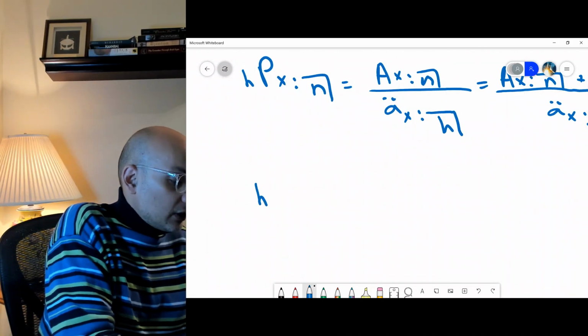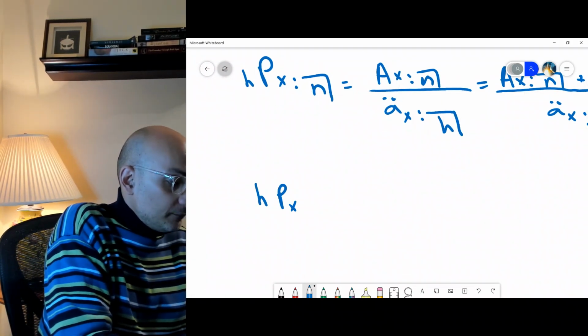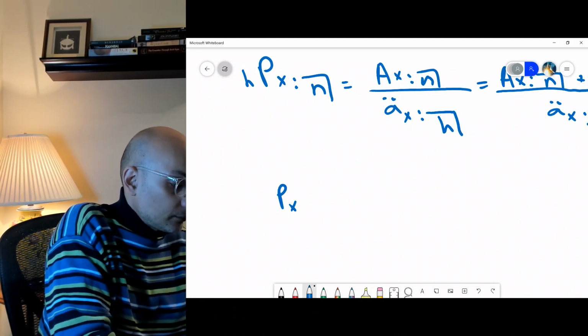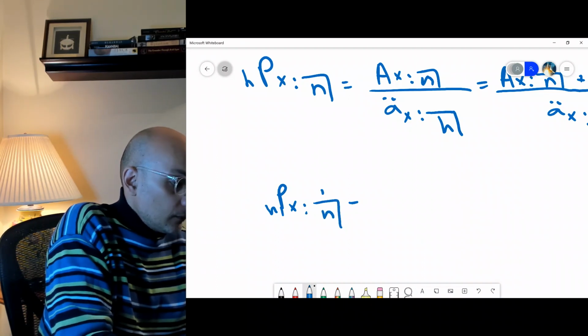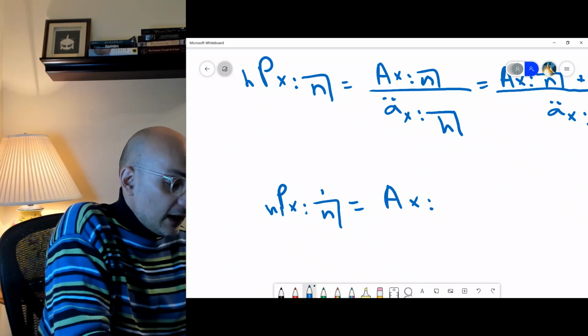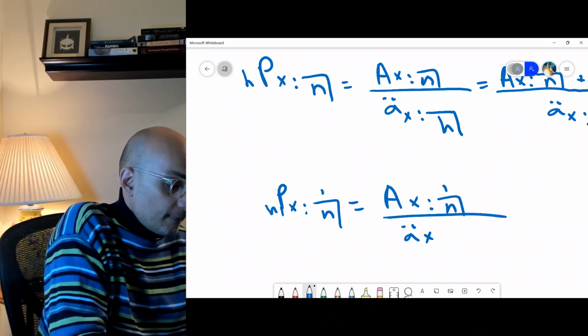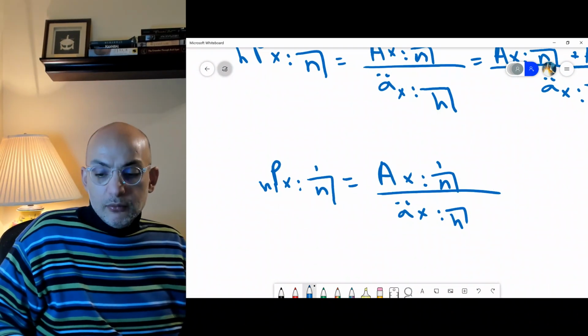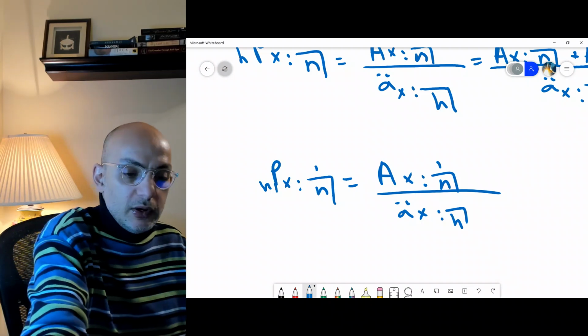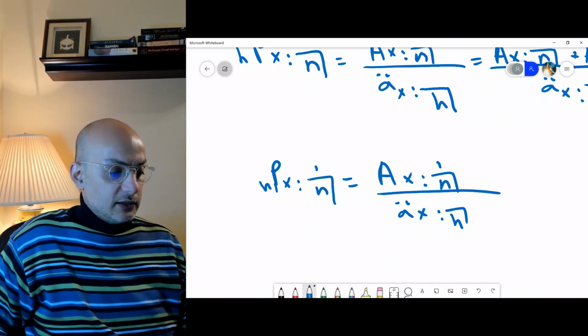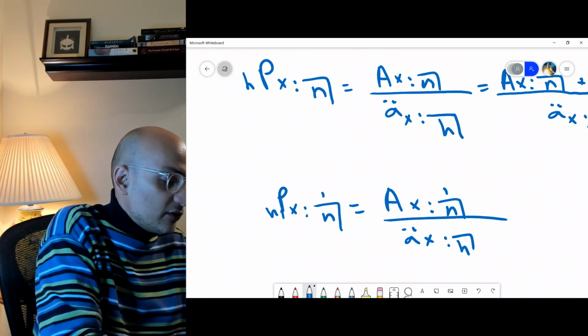You can also come with the pure endowment. Then this one will be pure endowment. So many ways you can formulate this equation, as long as you understand the pattern.